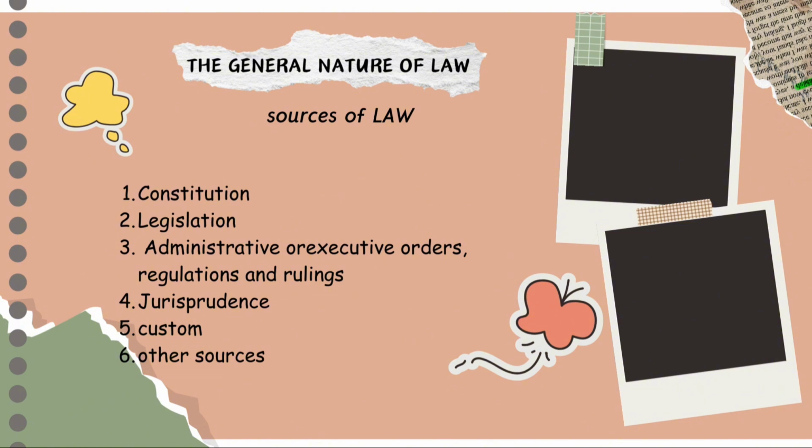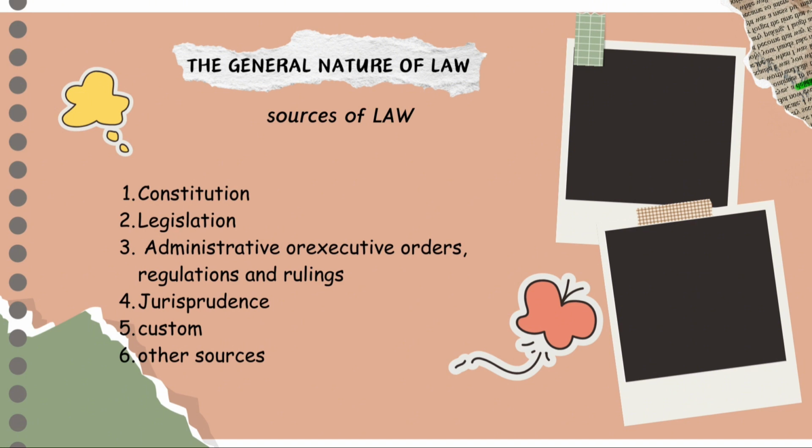So the legislation includes the ordinances enacted by the local government unit. It should be under the scope of the constitution, of course. The administrative or executive order, regulation, rules and regulation and ruling: these are those issued by the administrative official under the legislative authority. This clarifies or explains the law and carries into effect its general provision.